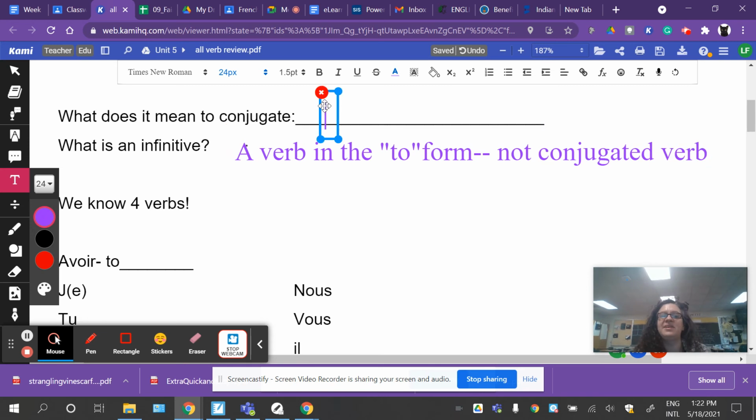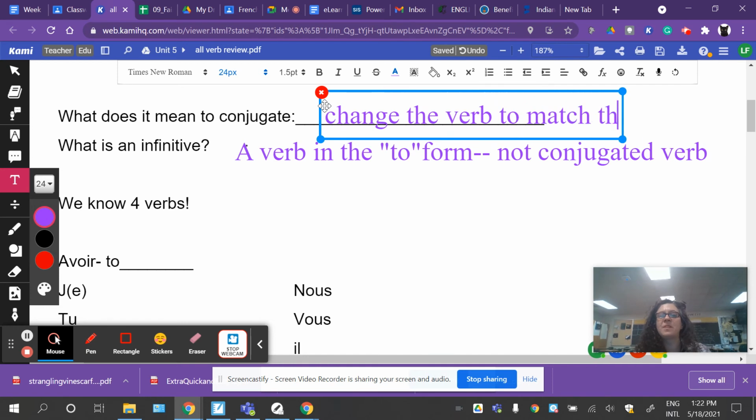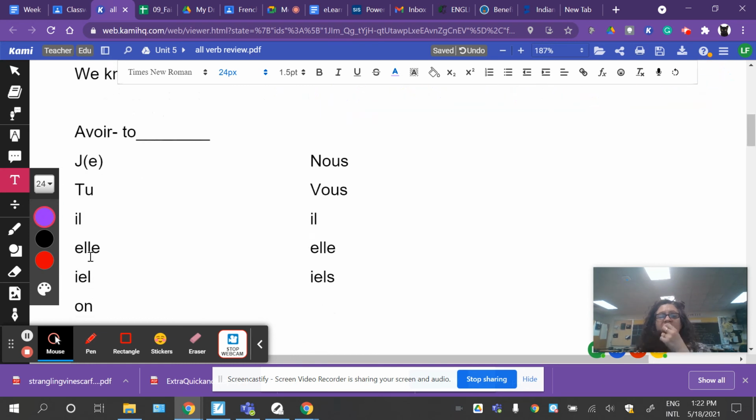So we also had, I'm sorry, I didn't see the question at first. What does it mean to conjugate? Conjugate, we said, means change the verb to match the subject. So first semester we learned avoir, which we knew means to have.